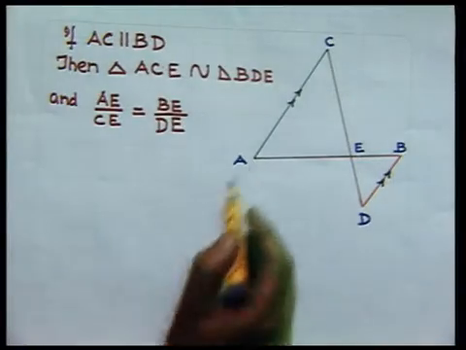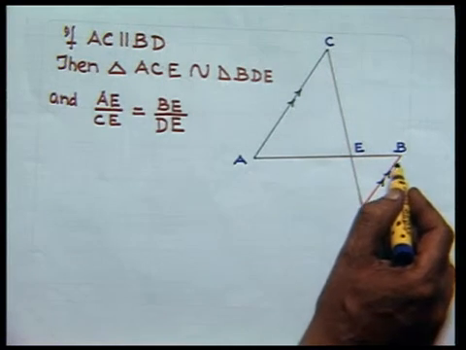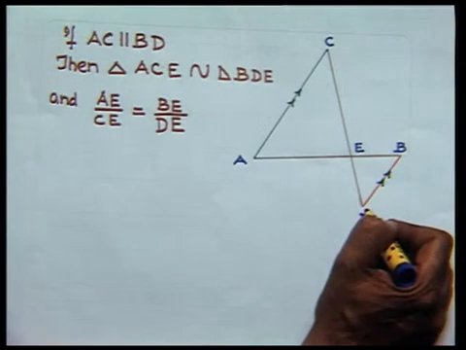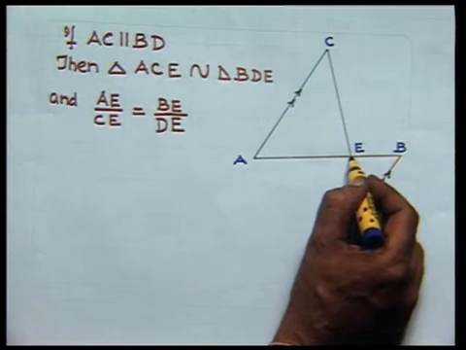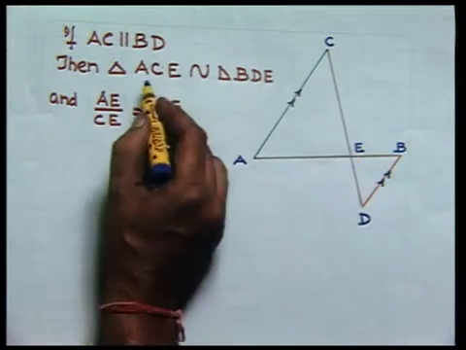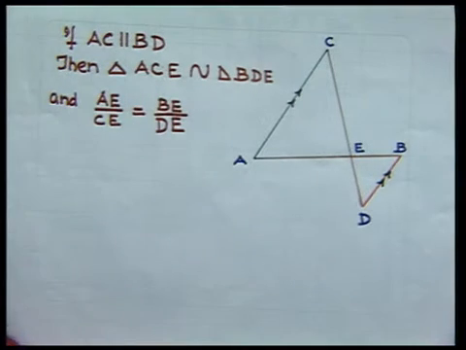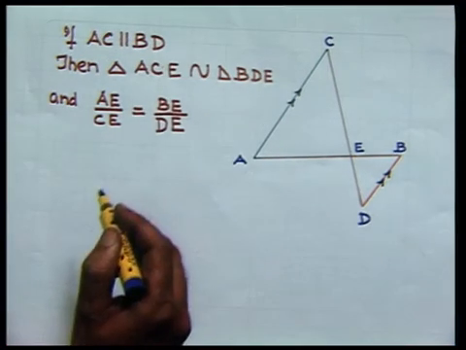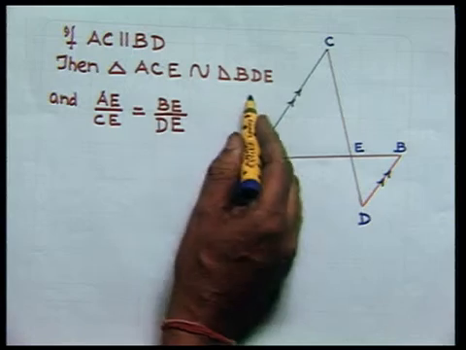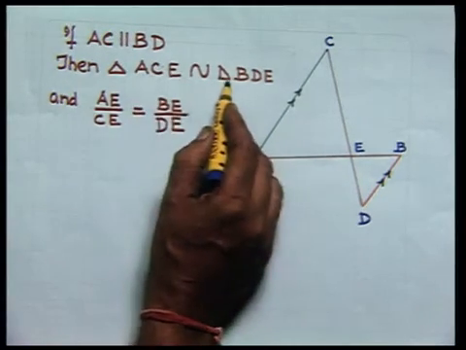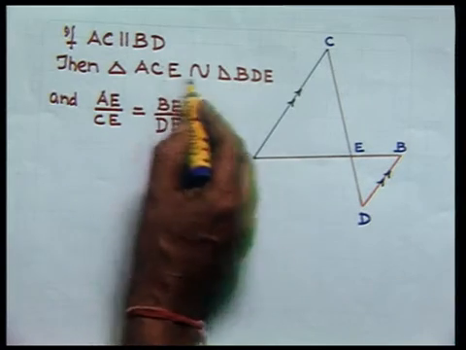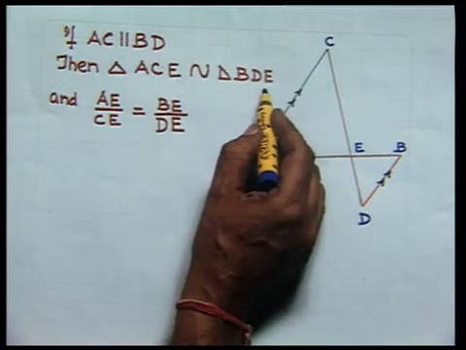Let us take another problem over here. In this problem, AC is given to be parallel to BD, and AB and CD intersect each other at E. We have to show that triangle ACE is similar to triangle BDE. If I have to show these triangles are similar, I will have to consider the correspondence between point A and B, C and D, E and E.